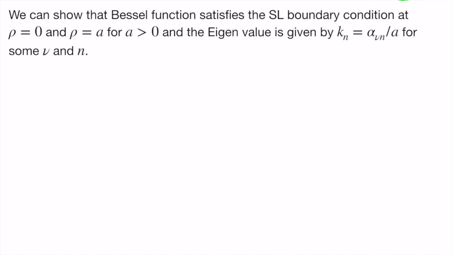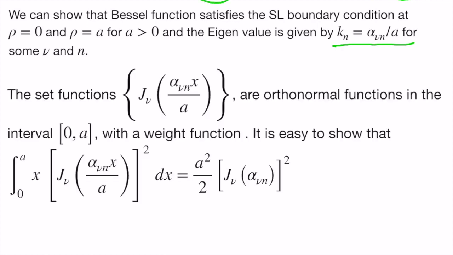Once we choose the values of the roots of the Bessel function, we can simply scale them, k nu n a equal to alpha nu n, and then we can easily satisfy the Sturm-Liouville boundary condition. The eigenvalues in this case are given by k nu n, or k n, for a given Bessel function of order nu, and now we can use the function J nu of alpha nu n x over a as an orthogonal function.